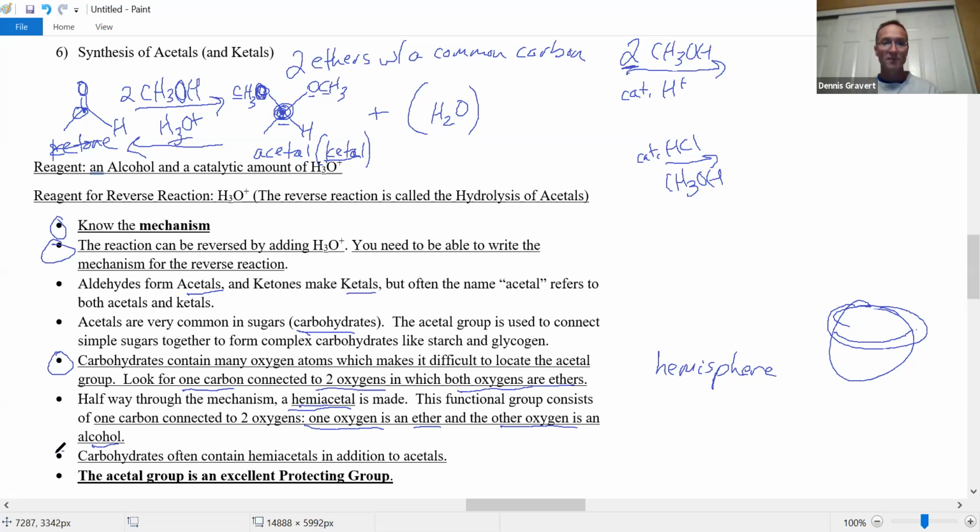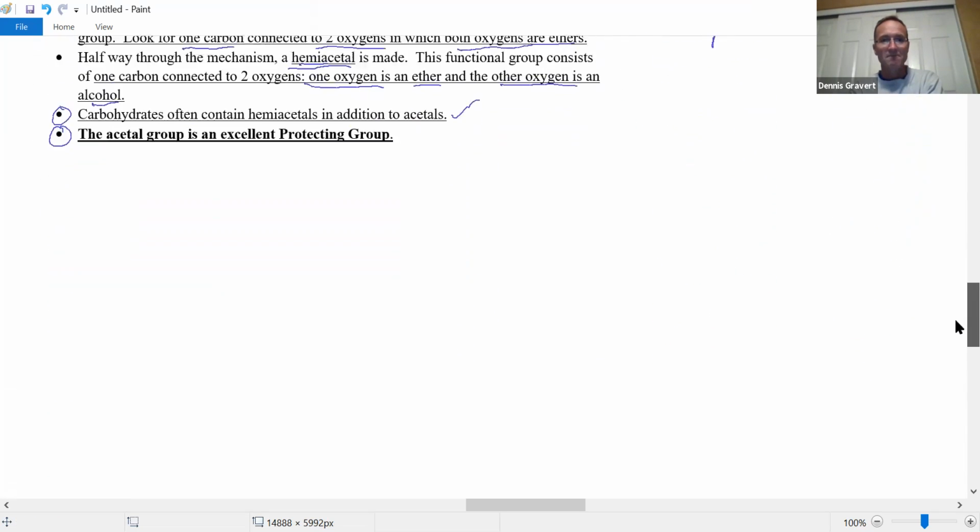And that's an important functional group. Hemiacetals is a functional group. Acetals are a second functional group that we need to know for carbohydrate chemistry. And we get some carbohydrate chemistry in Unit 5. And then finally, I'm going to save this one for another video. The acetal group is an excellent protecting group. So another video for that one. So let's end this video with the biological application. We'll look at some carbohydrates, but first we'll also see the mechanism.